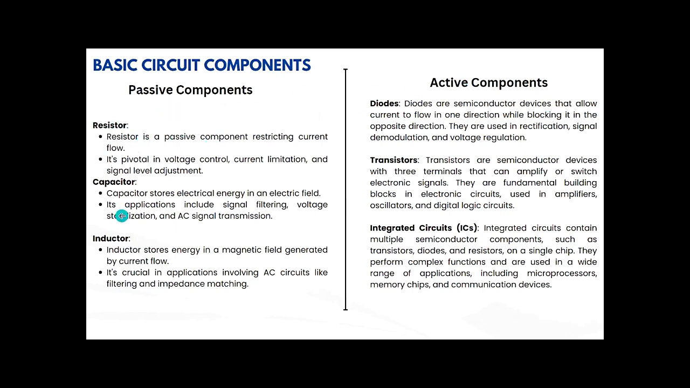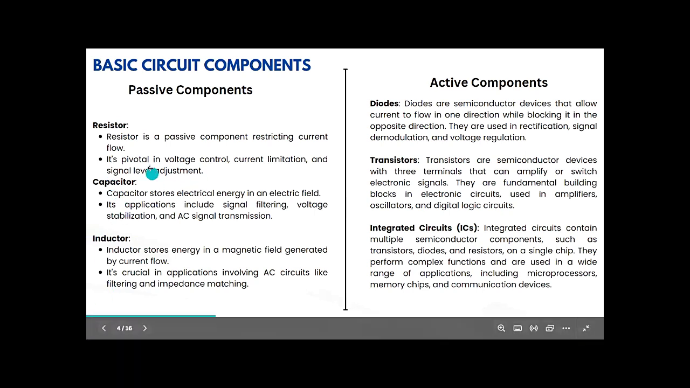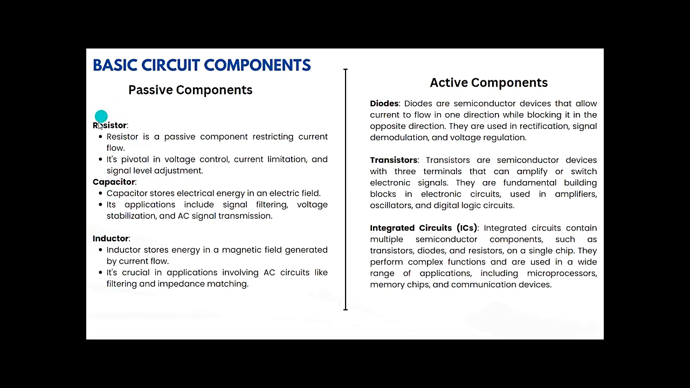Passive components are like resistors, capacitors, inductors, and all that. A resistor restricts or offers limitations to the flow of current, and it can be used for voltage regulation, voltage control, current limitation, and signal level adjustment. A resistor can also be used as a voltage divider, as a voltage multiplier, and things like that.